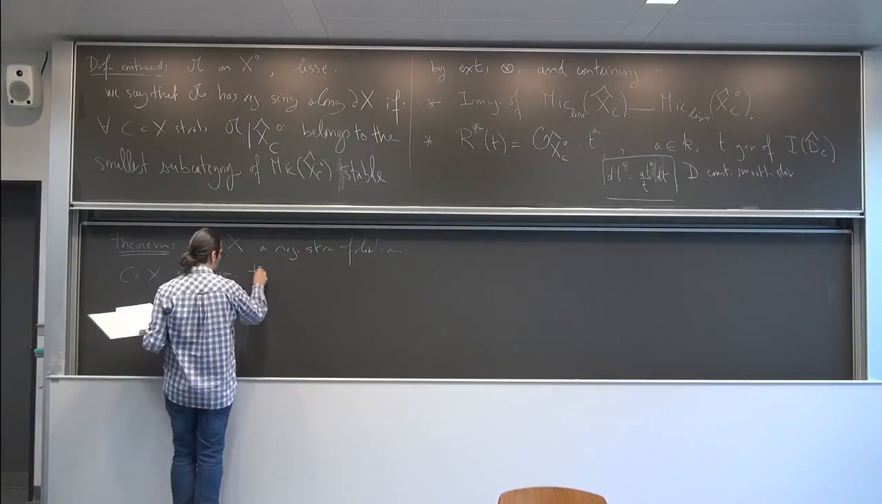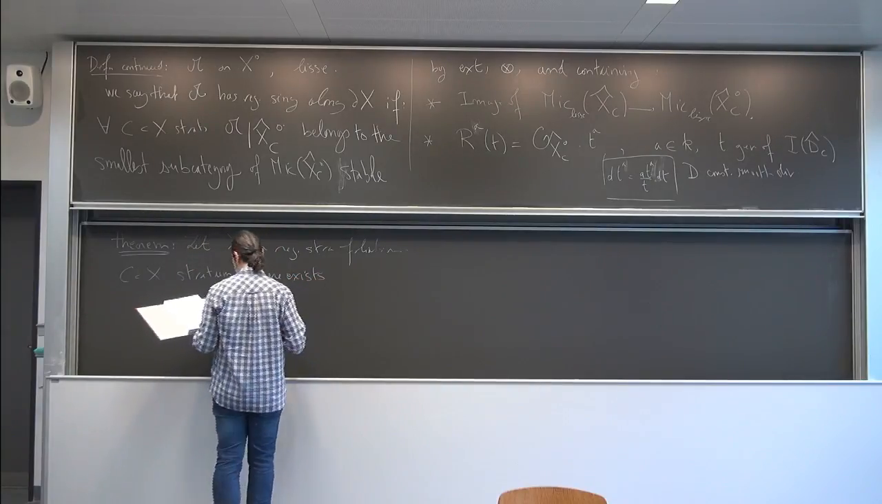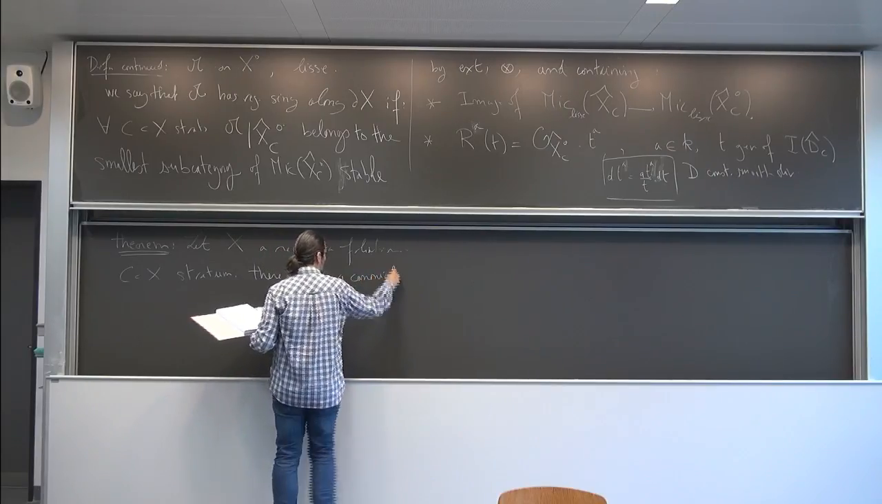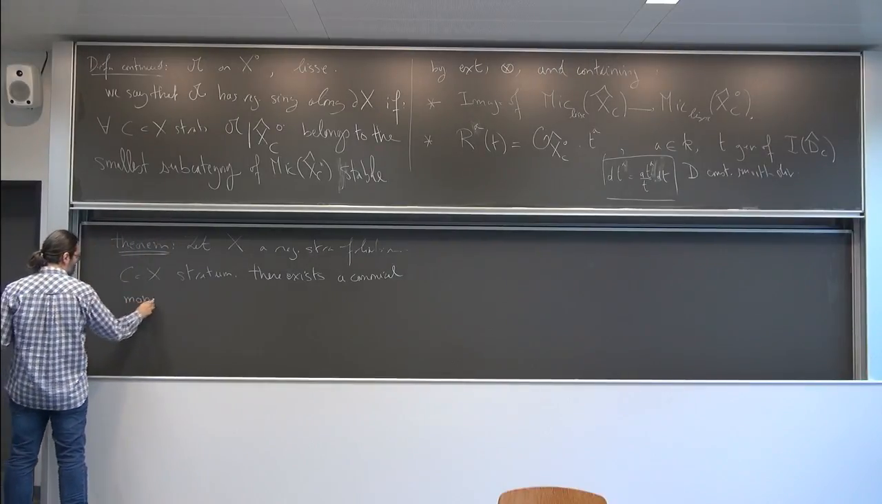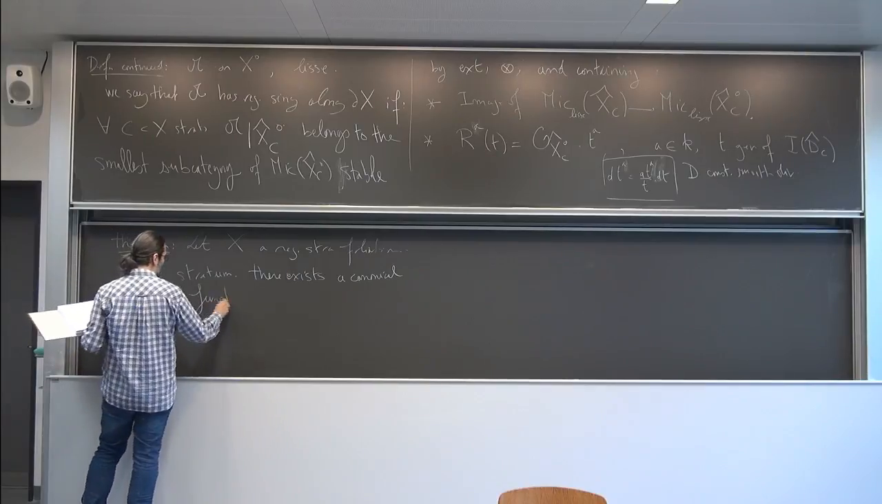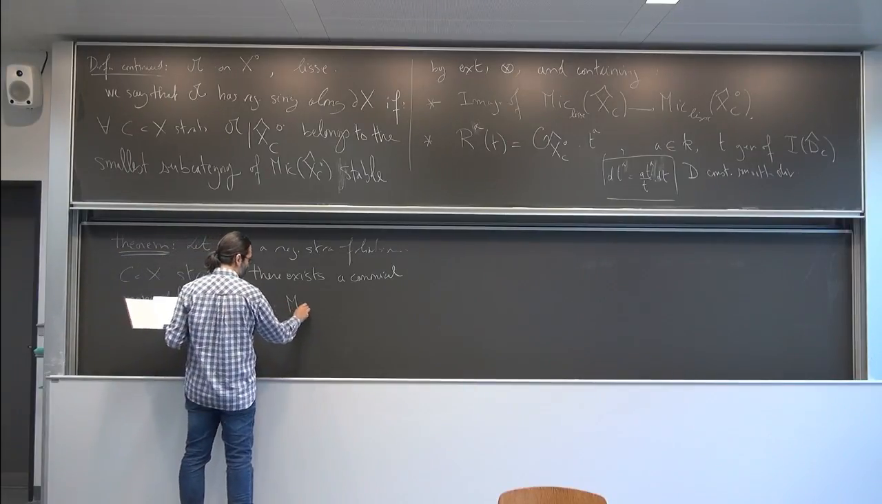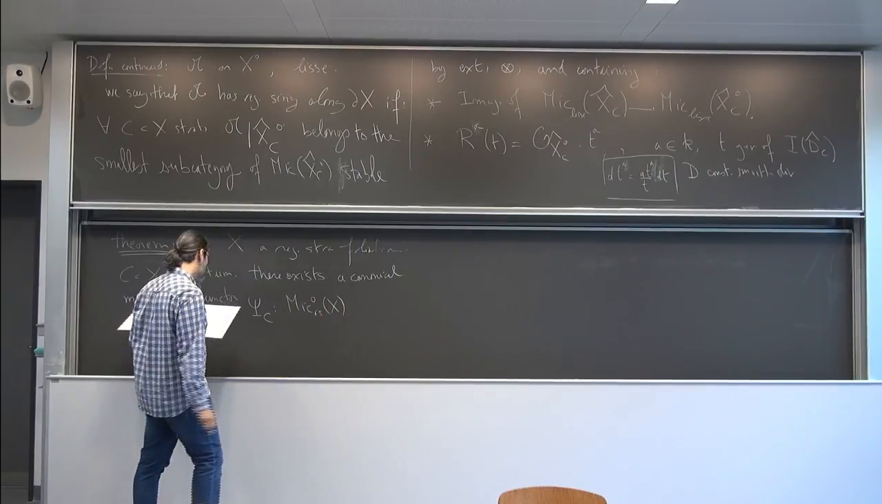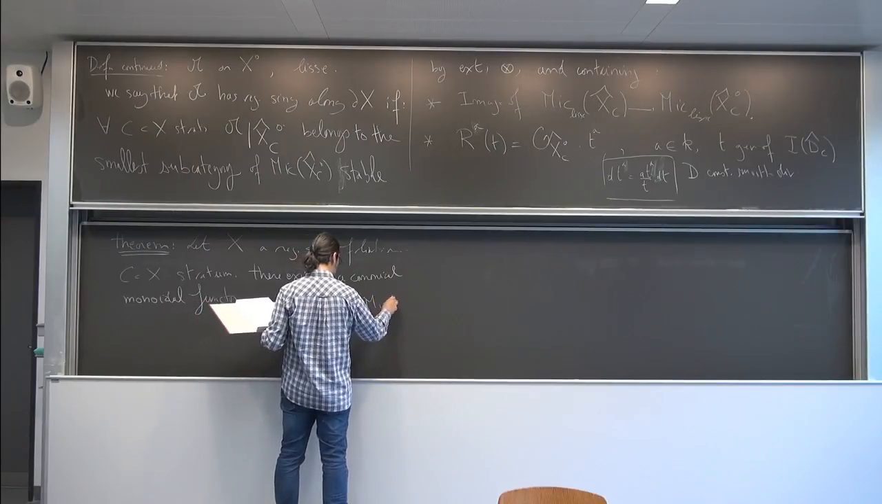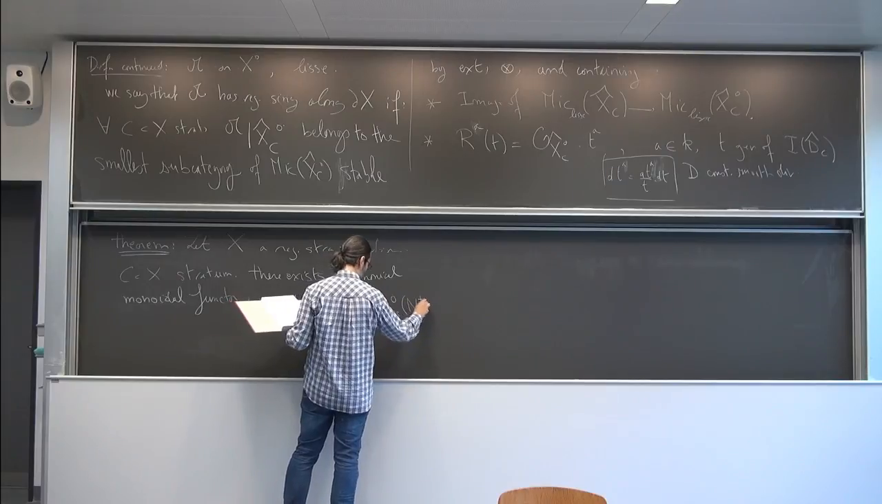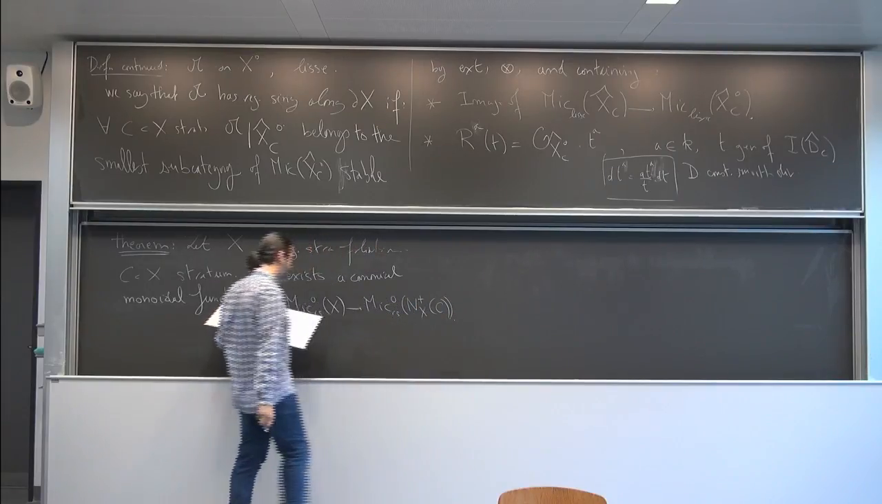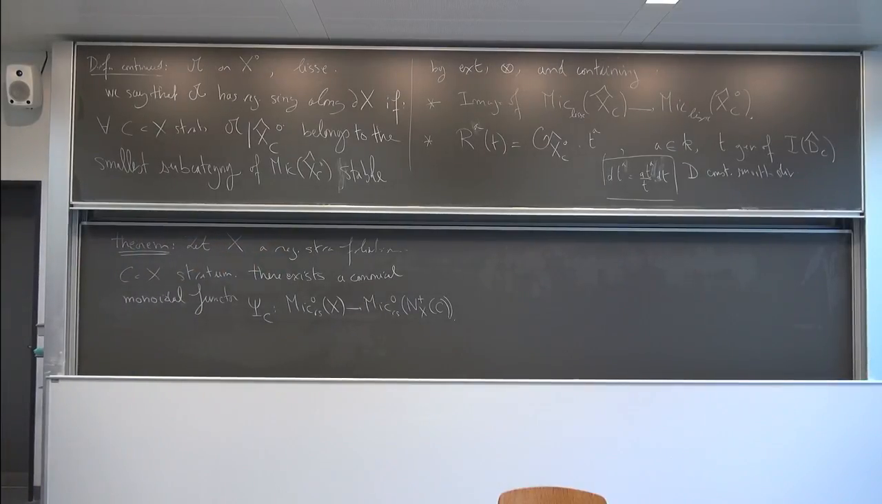Then there exists a canonical monoidal functor, denoted by psi_C, which goes from modules with integrable connection, regular singular on X, to modules with integrable connection, regular singular on N_C X. So this is what I was referring to some minutes ago, the so-called limiting construction, in this case of modules with integrable connection.